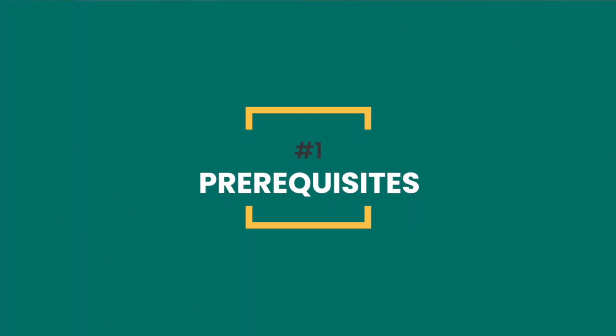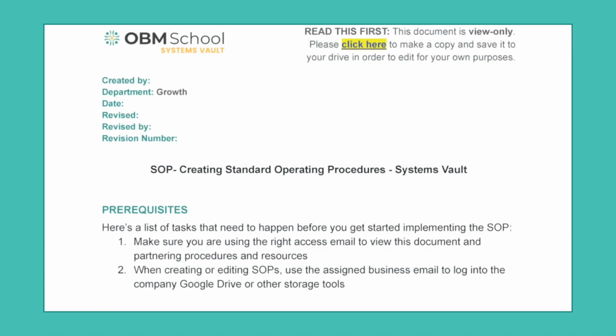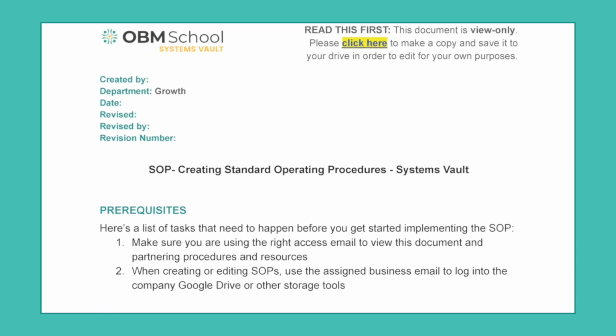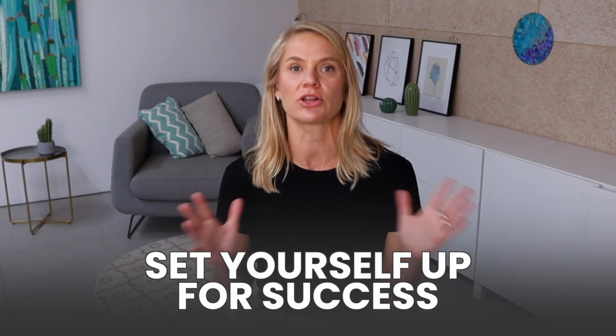Now, let's take a closer look at how we set up our master SOP. Now, the first thing that you will want to look at are the prerequisites or the pieces that need to happen before you can get started on implementing. So set yourself up for success right from the get-go. This could include using the right access emails, making sure you're logged into the correct project management tool, how to access certain softwares that they might need that are included in the tech stack in your business. So anything that a team member needs to create a standard operating procedure.